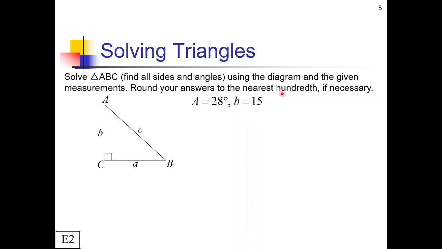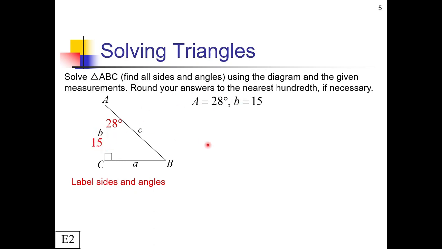We also want to round our answers to the nearest hundredth, so a little more accuracy than the last problem. A good way to start these problems is to label your sides and angles on the diagram. It makes it a lot easier to visualize things. So angle A was 28 degrees, that's right there, and side B was 15, so that's over there.